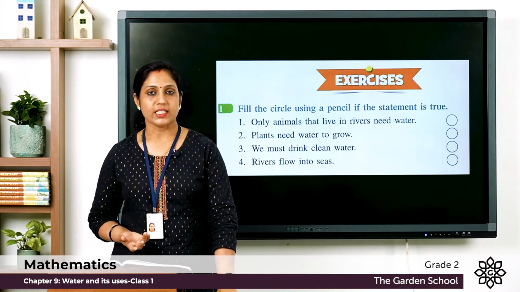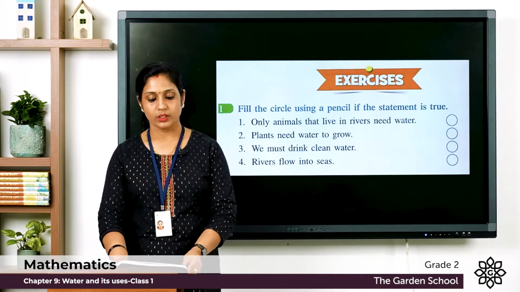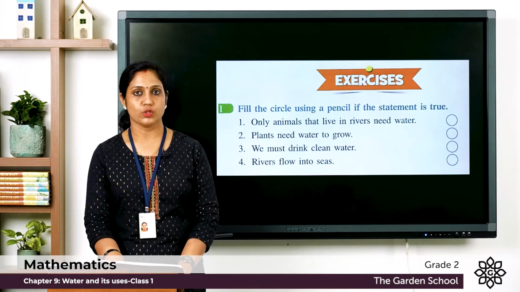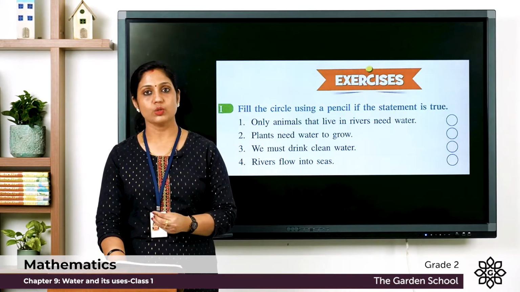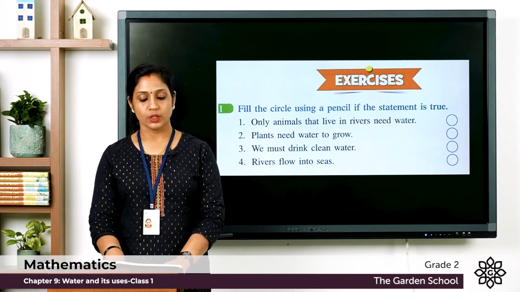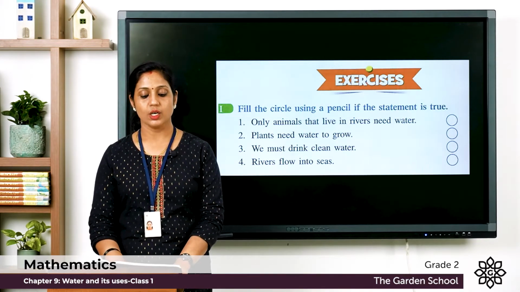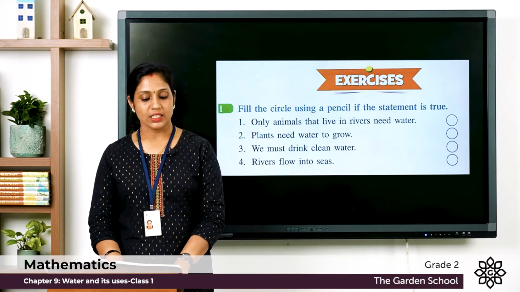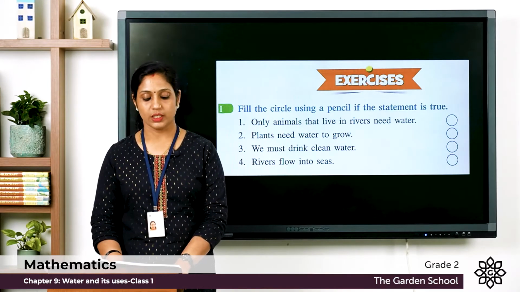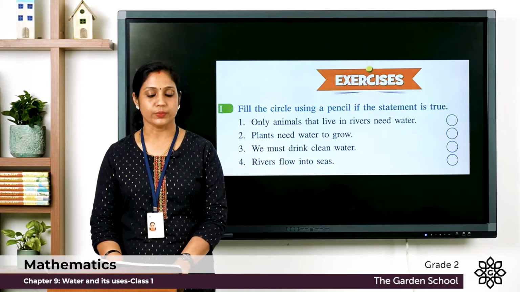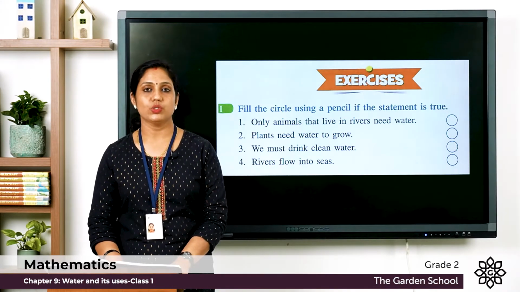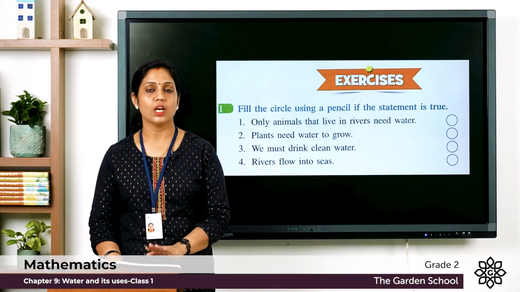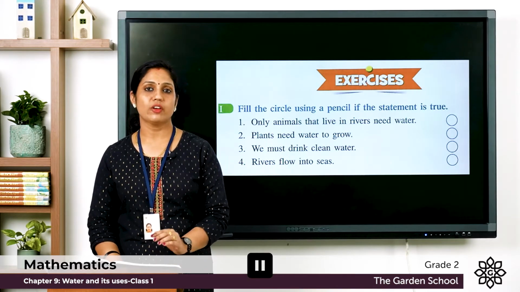Now let's move on to exercises, page number 74. In this you can see, fill the circle using a pencil if the statement is true. So let's look at the sentences. The first sentence, only animals that live in rivers need water. So is that sentence true? Second, plants need water to grow. Third one, we must drink clean water. And the fourth, rivers flow into seas. So just go through the questions, and if you feel the statement is correct, you can fill the circles. Pause the video and do this exercise, and once you have done, you can come back.